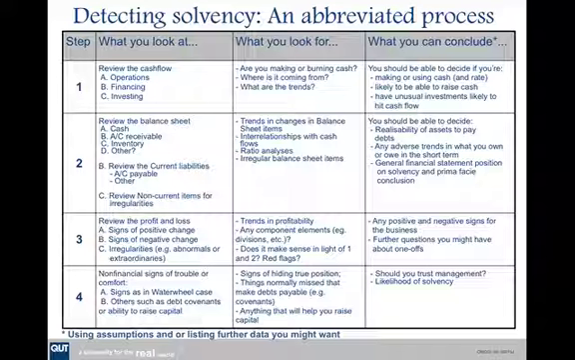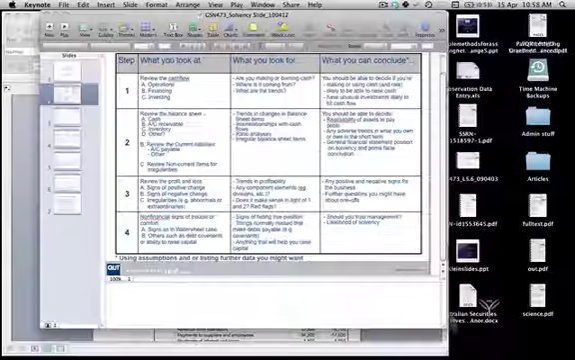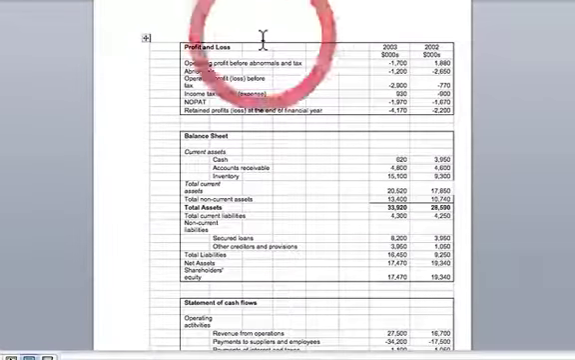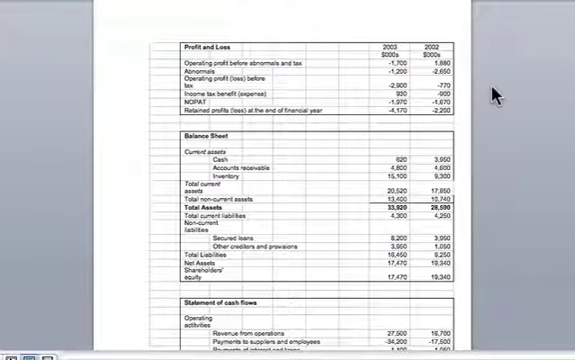As I said before, though, some people don't start there. They might look at the balance sheet first, or even the profit and loss. But I think a good path is to look at cash flow, and it reminds us about solvency being about liquidity. So here we are, and we've got our financial statements.